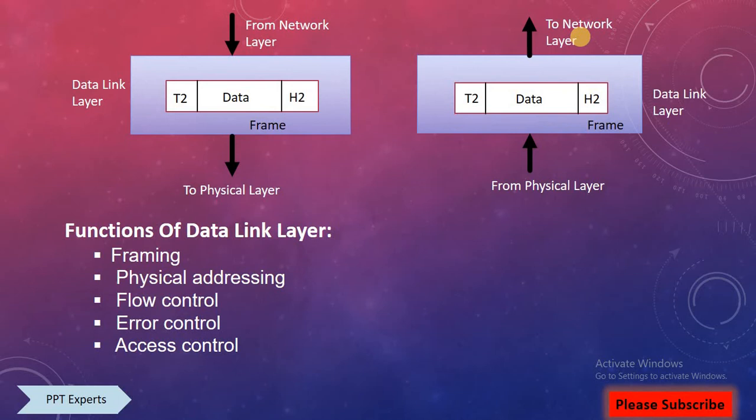flow control, controlling the flow of the data, error control to control the errors, if there is any error in the system, it helps to control the error, and access control, accessibility. It provides the accessibility to a particular address through which it is scheduled. So these were the functions of the data link layer.